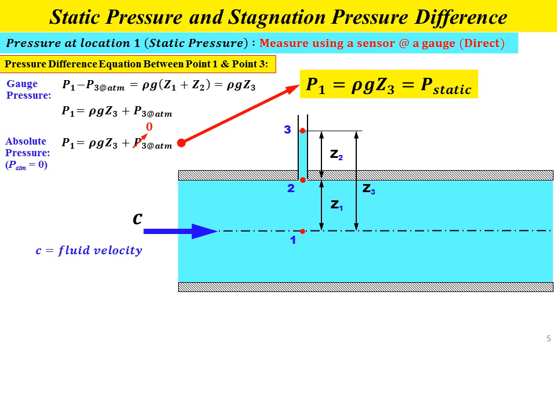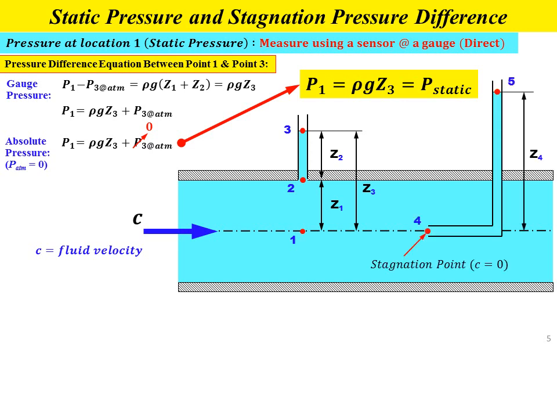Okay, now if we want to determine the stagnation pressure at the center line of the pipeline, we need to use a gauge or a device that can bring the fluid to rest, so that the velocity of the fluid at that condition will be 0, because we want to determine the stagnation pressure. Here we use an L-shaped gauge, where the tip of the L-shaped gauge will make sure that the velocity at point number 4 will be 0.